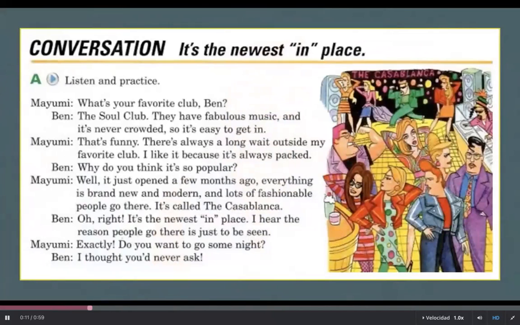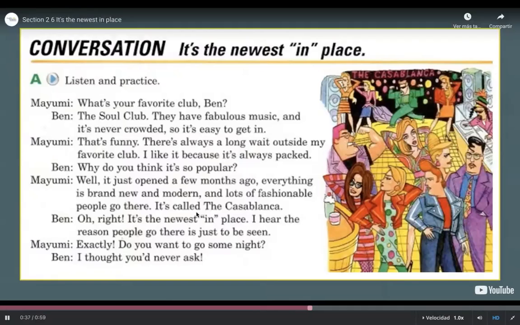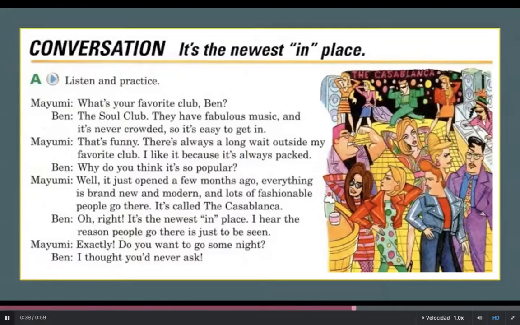What's your favorite club, Ben? The Soul Club. They have fabulous music, and it's never crowded, so it's easy to get in. That's funny. There's always a long wait outside my favorite club. I like it because it's always packed. Why do you think it's so popular? Well, it just opened a few months ago. Everything is brand new and modern, and lots of fashionable people go there. It's called the Casablanca. Oh, right. It's the newest in place. I hear the reason people go there is just to be seen. Exactly. Do you want to go some night? I thought you'd never ask.